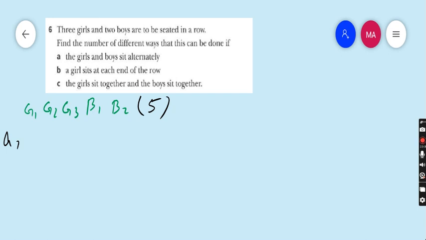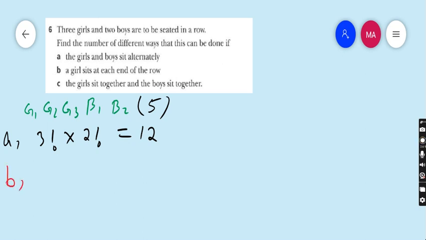So alternately means we have 3 girls, so we have to write 3 factorial, multiplied by 2 boys, 2 factorial. So 3 factorial multiplied by 2 factorial, the answer is 12. So I hope you understand. You can check this manually by putting G1, B1, G2, B2, G3, and so on. So alternately. Now move to part B.